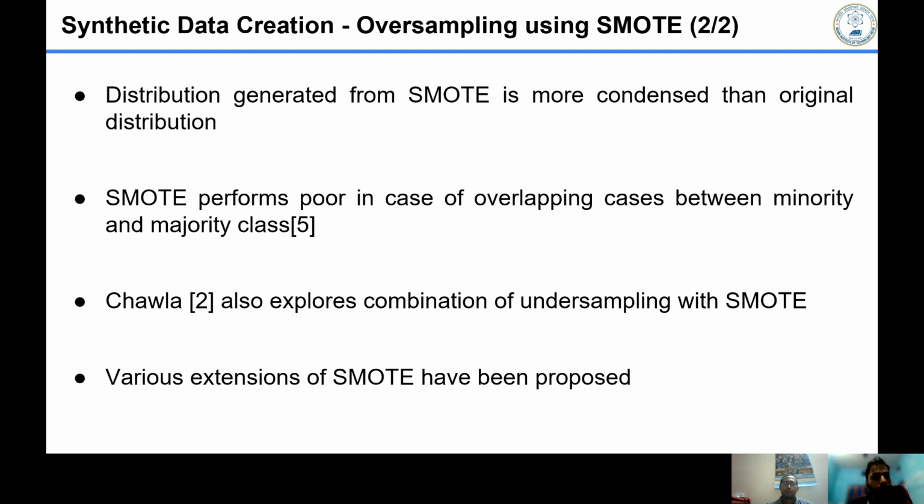The researcher who first proposed the SMOTE algorithm has also explored a combination of undersampling with the SMOTE technique. What it means is, SMOTE basically oversamples the minority class. So the researcher says, why not also undersample the majority class along with oversampling the minority class, and use the combination of these two to bring parity between majority and minority class observations.